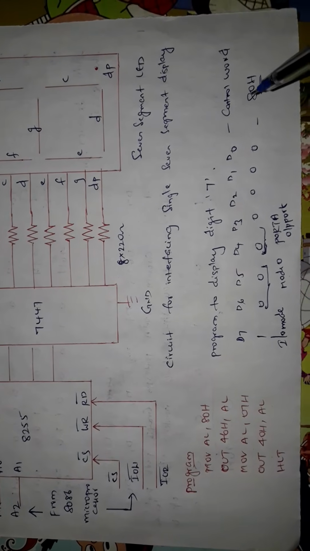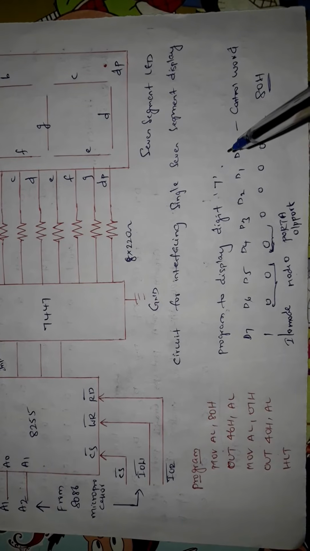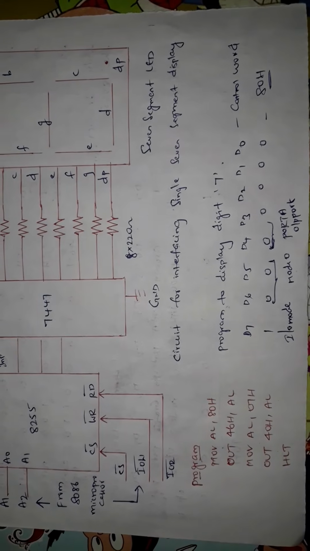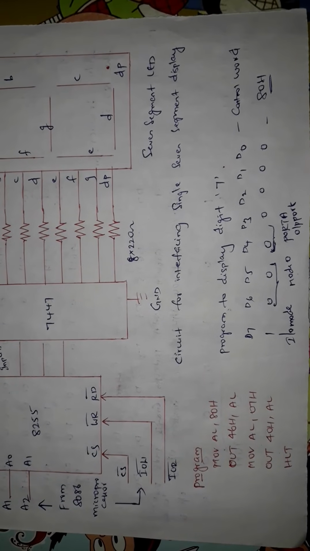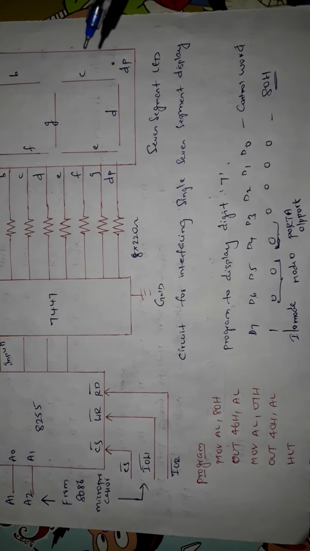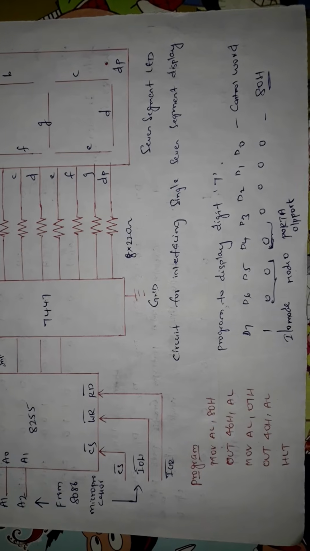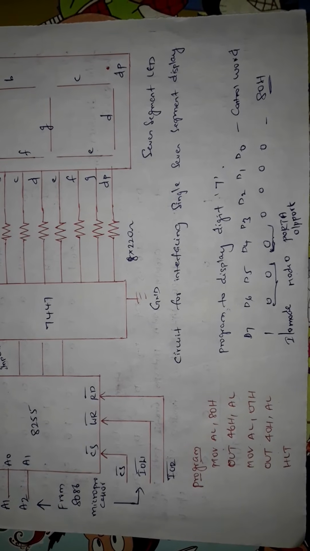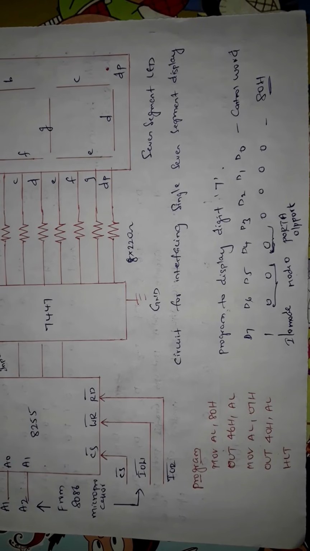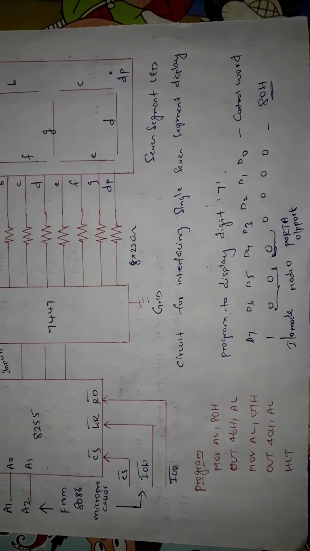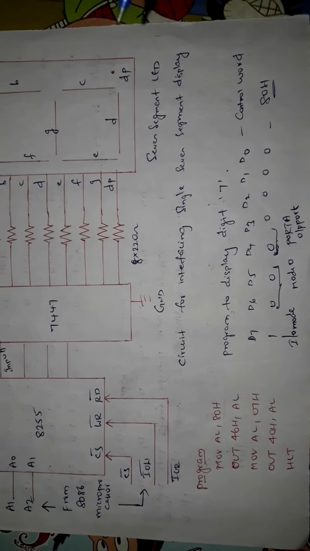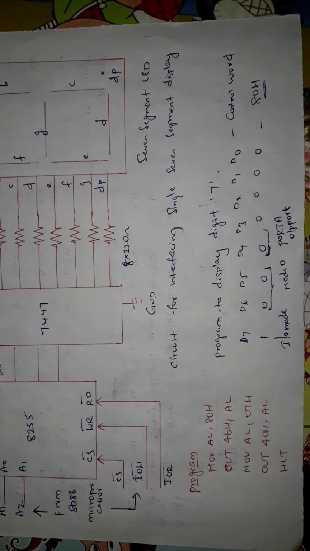Now that value we need to load into the control register of the 8255. As we have already seen in the interfacing of switches and LEDs, we have assigned some addresses to the ports. 40H is assigned to port A, 42H to port B, 44H to port C, and 46H to the control register. First we want to write the control word 80H to the control register, whose address is 46H.